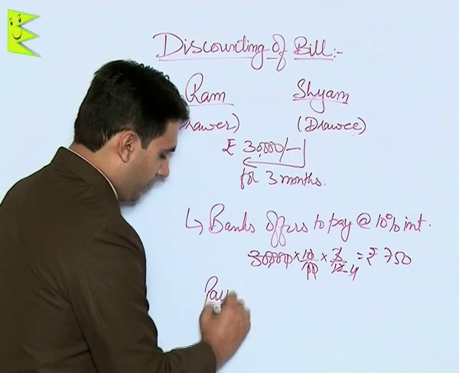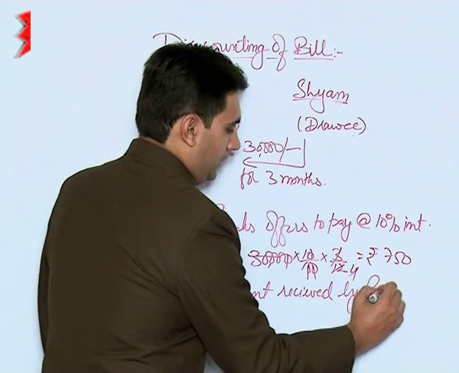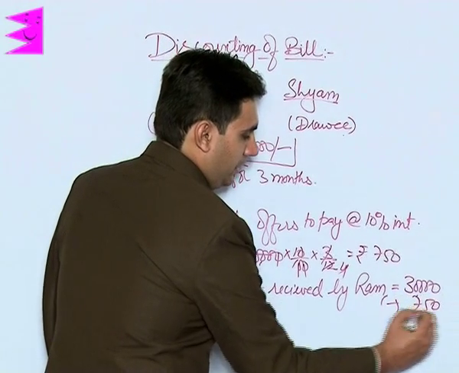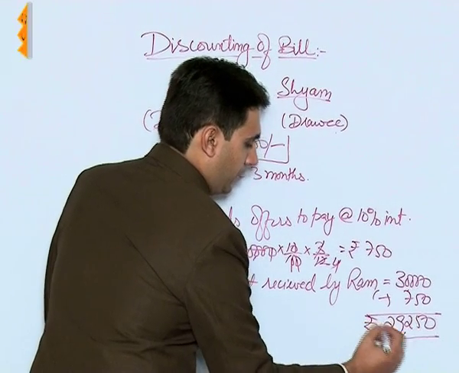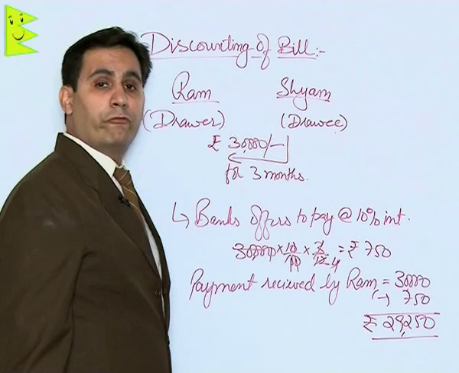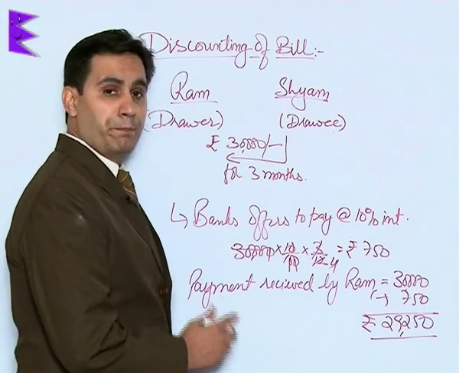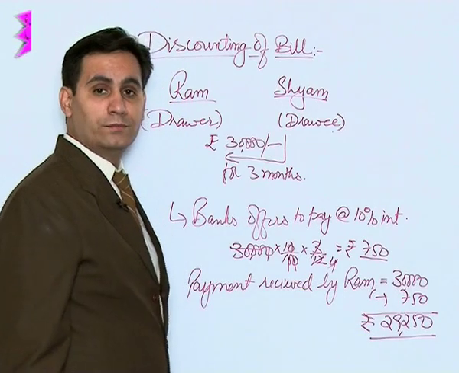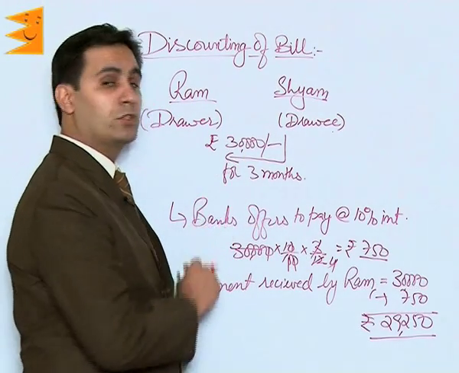So payment received by Ram would be 30,000 minus 750, that makes it 29,250. So students, it is very clear that Ram approached bank for payment to be made against that bill immediately, and in lieu of making that payment, bank charged an interest of 750. So Ram will get a net amount of 29,250, and on due date, bank will take that bill to Shyam, who will make a payment of 30,000 rupees to the bank.